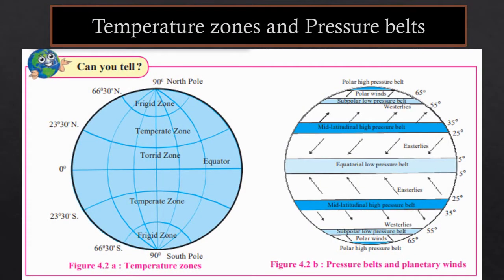First, let us discuss what are temperature zones and pressure belts. As we all know, the equator divides Earth into two equal halves. In figure 4.2a, we can see the different temperature zones. The nearest to the equator is the torrid zone. Then comes the temperate zone and the last is the frigid zone. The temperature zones are equal for both the poles.